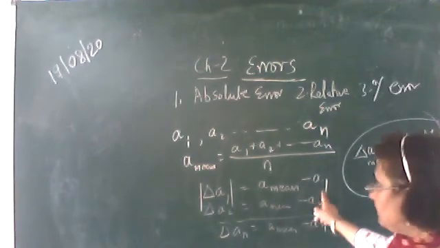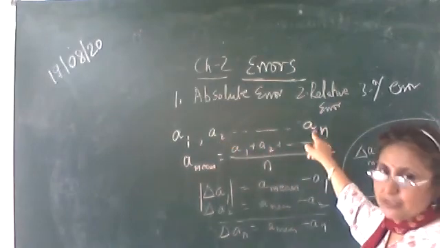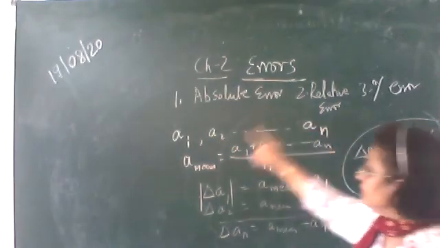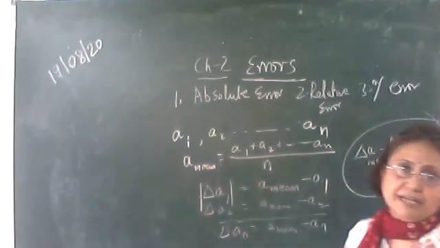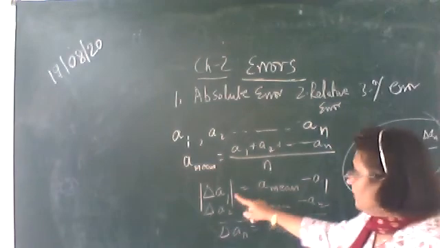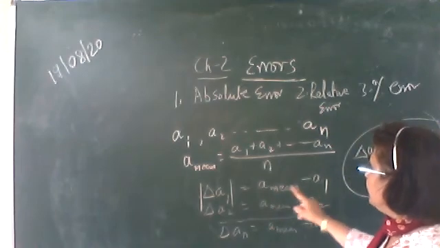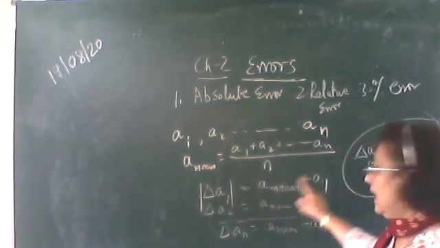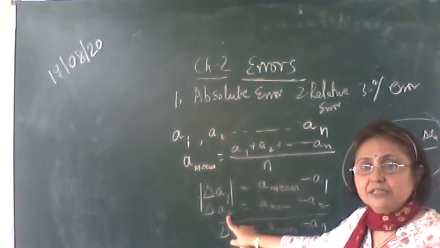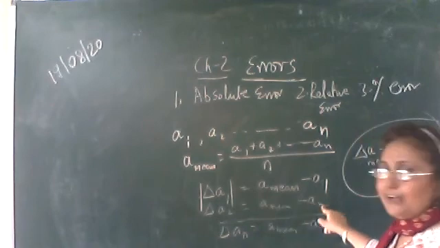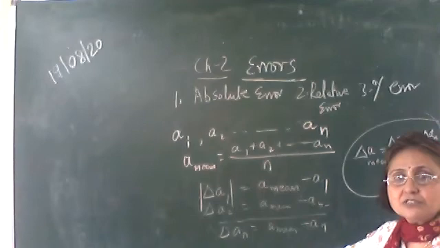So once again, I repeat how to find out the absolute error. We take a number of observations, A1, A2, An. We find its mean, which is given by this, and this mean will be taken as the true value. Now we can find out the absolute error in the first measurement, which will be the difference between the true value and the first measured value. The same way, the absolute error in the second measurement is the difference between the true value and the second measured value. So we get the absolute errors.